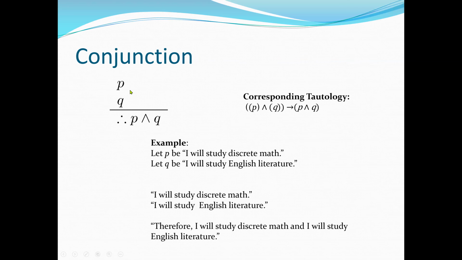So this is the conjunction. We have P, and Q. Therefore, we can say P and Q. So P, Q implies P and Q. Which means if P is "I will study discrete mathematics" and Q is "I will study English literature", then I can have a condition that I will study discrete mathematics, I will study English literature. So if that is the case, then I have to do both. Therefore, I will study discrete math and I will study English literature. This is for conjunction, which is "and".